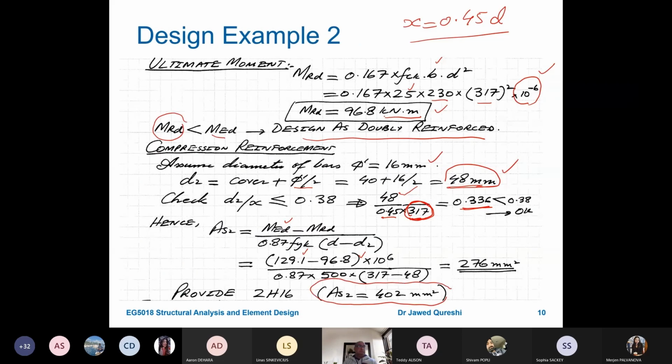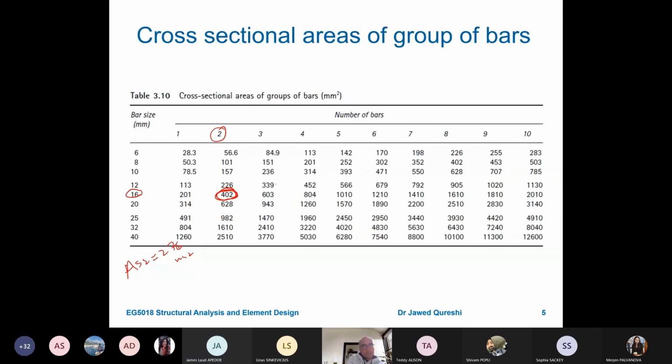Any question? Yes. Could you use 3 number H12s? Because that gives you 336 millimeters squared. Your AS2 is 276 millimeters squared, so why have you specifically chosen 2 H16s? Could you use 3 H12s? You can use 3 H12s, yes. I have initially assumed that my bar diameter is going to be 16, and just to simplify things, you can use 3 H12s as well.